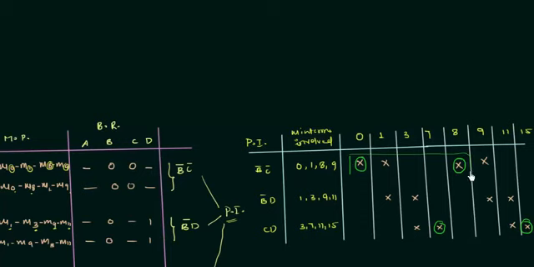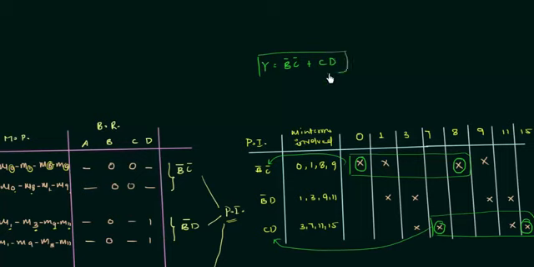For this one, we have B complement C complement, so function Y is equal to B complement C complement, or corresponding to this one we have CD. So this is our answer, and you can see we have eliminated B complement D because this is not an essential prime implicant, and we can prove it with the help of K-map.